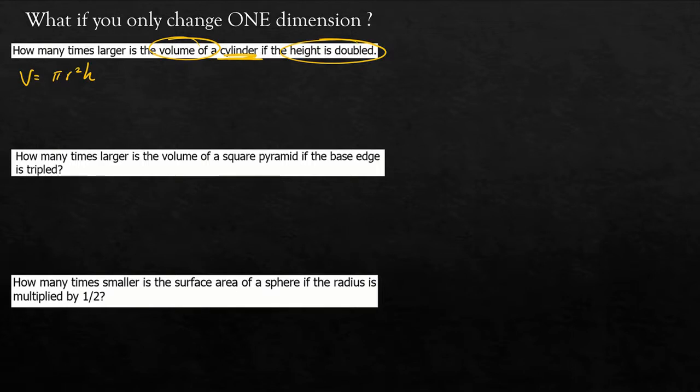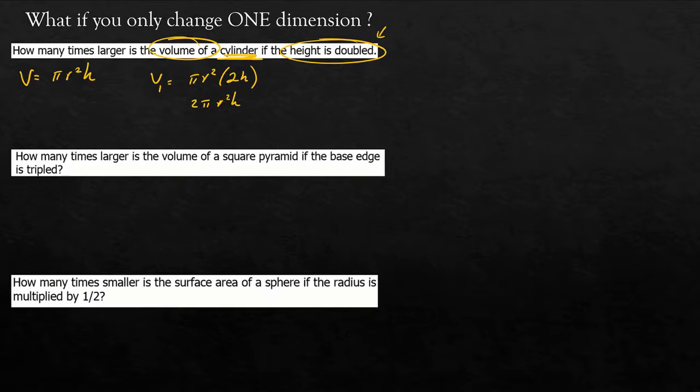So what we're going to do is we start off with the original, and whatever they tell us to do, that's going to be our new volume, right? Whatever the dimensional change is gets included in here, and then we're going to compare them, right? So in this case, the base is not being changed; it's still pi r squared. The height is being doubled. So if the height is being doubled, it's just 2 times the height, right? And we do a little simplifying here, and we end up with 2 pi r squared times height.